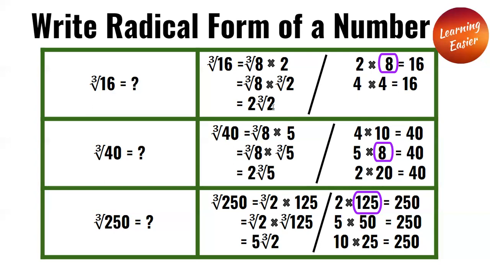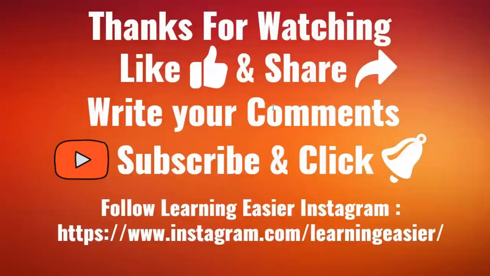Cube root of 250. Cube root of 250 is equal to cube root of 2 times the cube root of 125. Since we can't simplify the cube root of 2, we can simplify the cube root of 125. I know that 5 times 5 times 5 is equal to 125. So the answer is 5 cube root of 2.